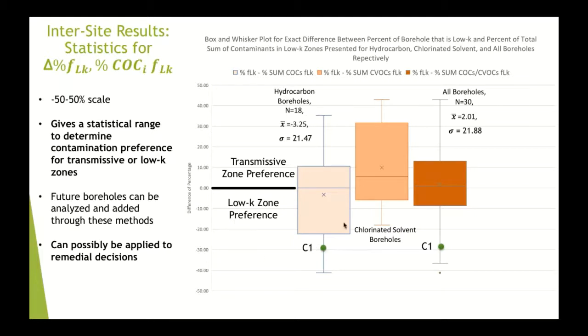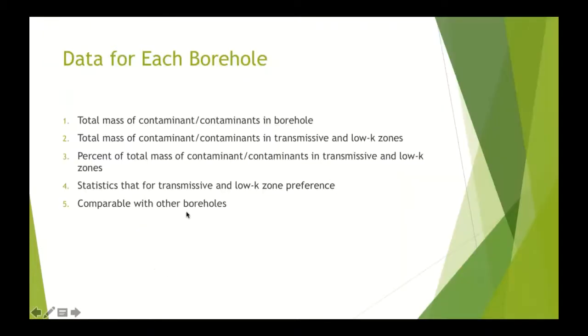And these types of statements can be made for each borehole, each one of the 31 boreholes. And so this gives total mass in a borehole, total mass in transmissive and low K zones, percent of total mass in transmissive and low K zones, and statistics for zone preference that help develop an understanding that is comparable to other boreholes in a site, but also across to other sites.